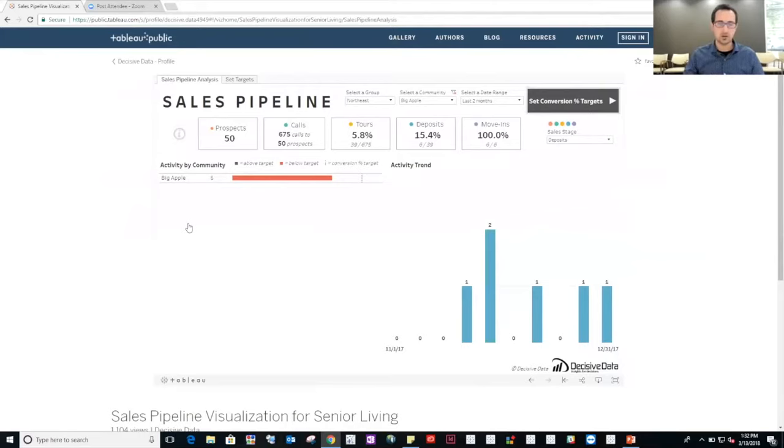Now, what Andrew can do here as one more step to better understand why salespeople might be missing this target is select this checkbox and actually see the 6 that we're referring to. So specifically in the tours to deposits move-in, where we're missing that target, Andrew can identify prospects that are relevant to that step, those that might not be making the move from a tour to a deposit.